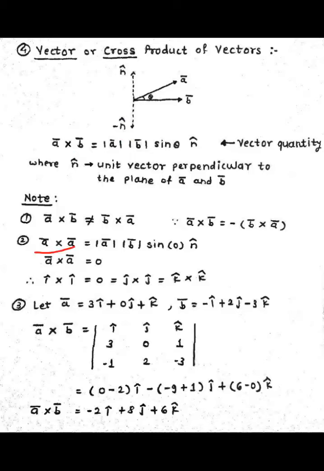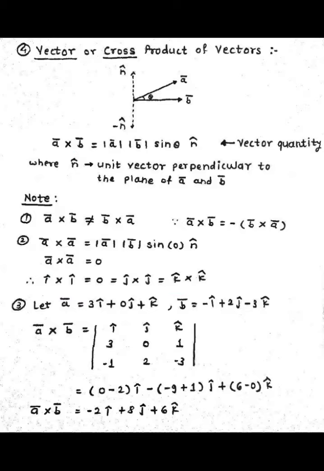Now second, if we take the cross product of a vector with itself, a bar cross a bar, then what will happen? The angle between these two vectors is obviously 0. So sine 0 is 0, so a bar cross a bar is equal to 0. That is, the cross product of a vector with itself is always 0. So we conclude that i cross i, j cross j, k cross k is equal to 0.